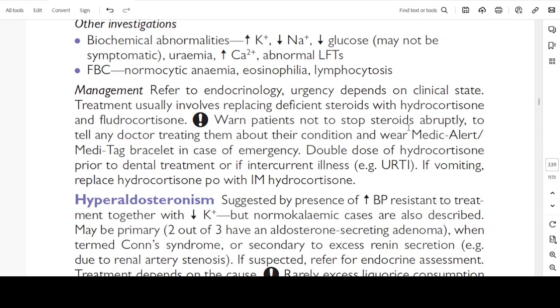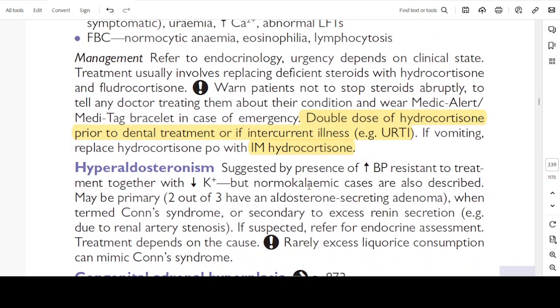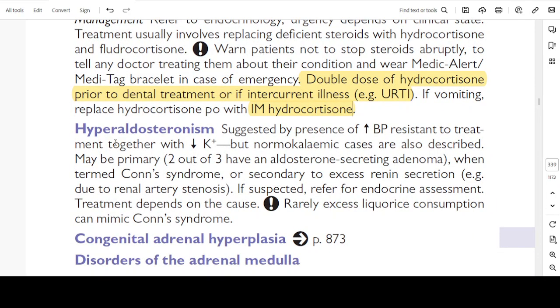Warn patients not to stop steroids abruptly, to tell any doctor treating them about their condition, and to wear a Medi-Alert bracelet in case of emergency. Double the dose of hydrocortisone prior to dental treatment or intercurrent illness such as URTI. So you need to double the dose of glucocorticoids, that is hydrocortisone, during any dental treatment or intercurrent illness. If vomiting is present, replace oral hydrocortisone with IM hydrocortisone. So in case the patient is not able to retain hydrocortisone orally due to vomiting, then give it by IM injection.